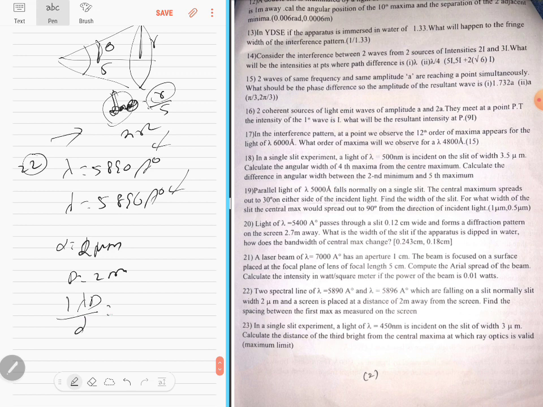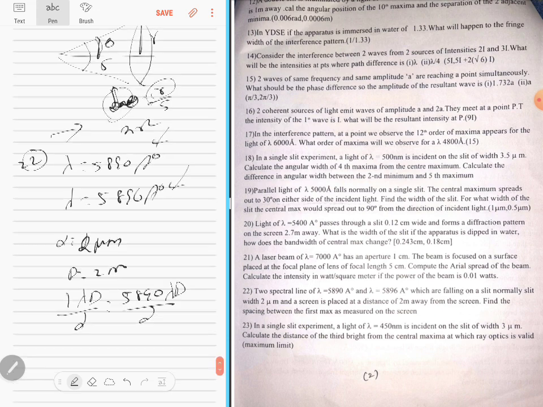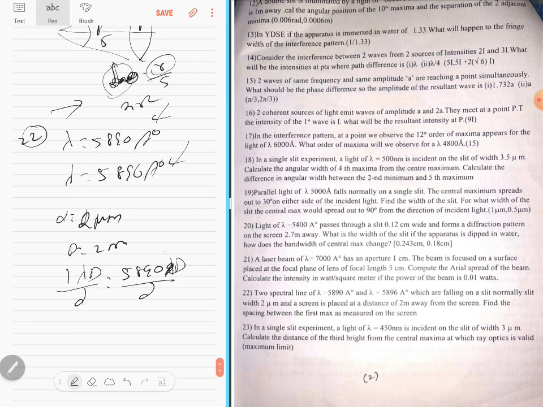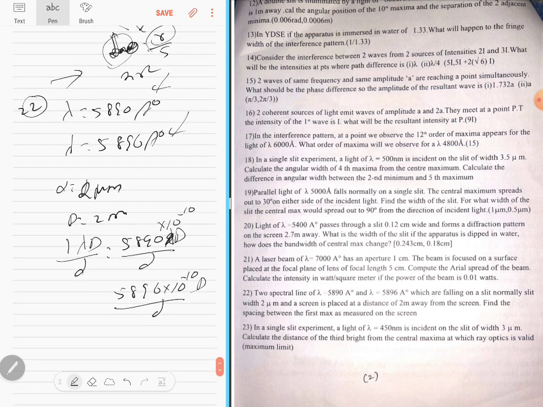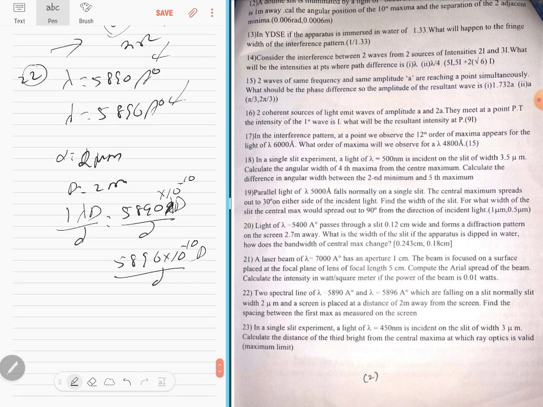So for the first one, it's 5890 into 10 to the power minus 10 into capital D by small d. For the second one, it's 5896 into 10 to the power minus 10 into capital D by small d. And the spacing between them is the question, right? You just have to subtract them. That's all. So capital D by small d will be constant, and 5890 and 5896 when you subtract, you get 6 into 10 to the power minus 10.